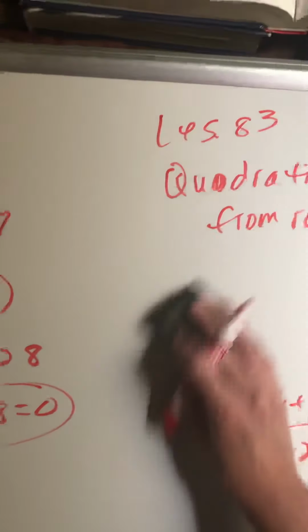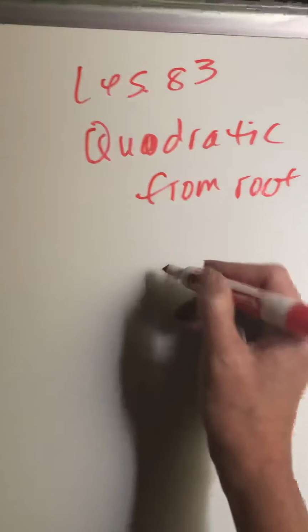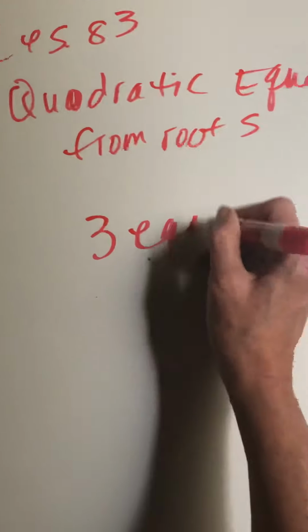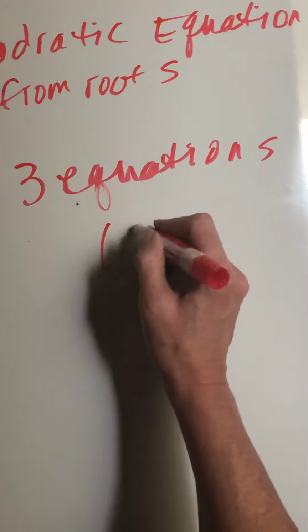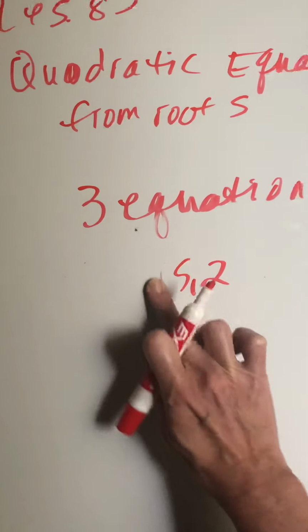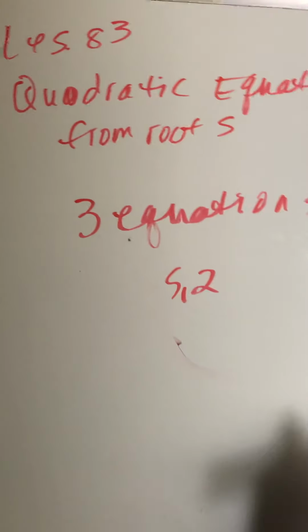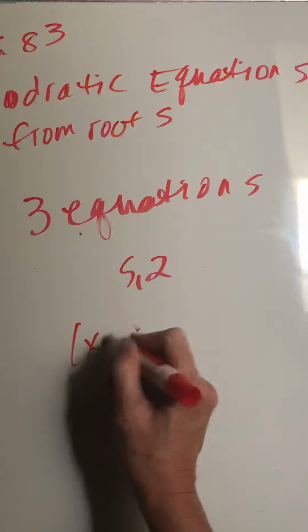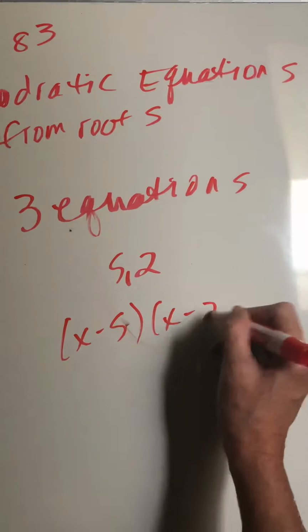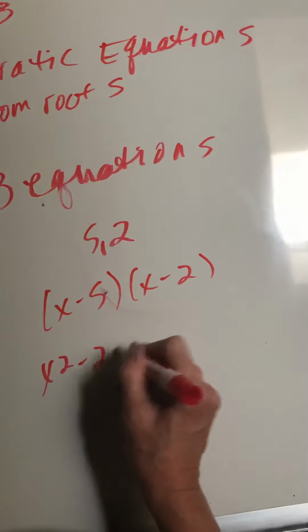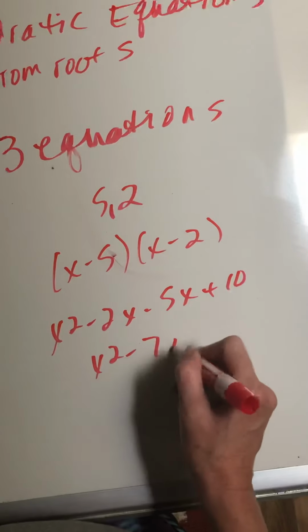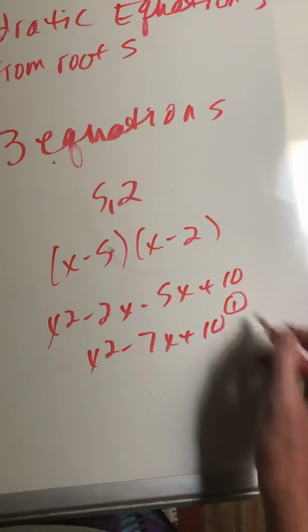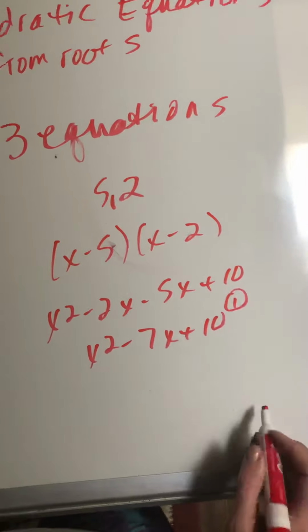Then let's see. This time I want 3 equations from the roots 5 and 2. I want 3 equations from the roots 5 and 2. So again, x minus 5, x minus 2, because I changed the signs. X squared minus 2x minus 5x plus 10. So that's x squared minus 7x plus 10. So here's one equation.